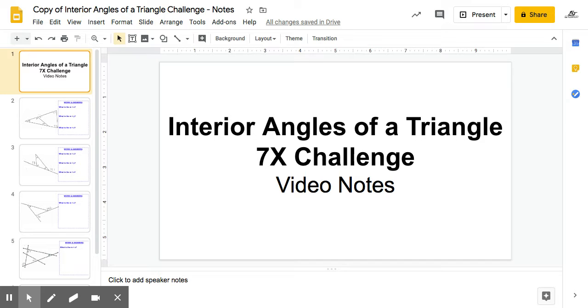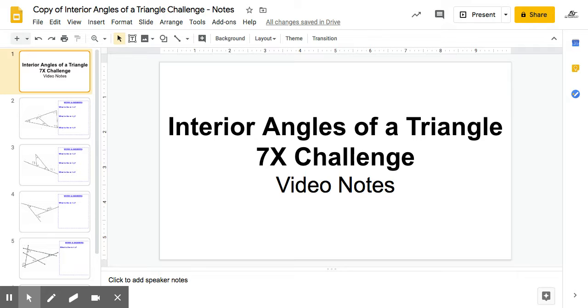Hey everyone, today you are going to continue to find the missing measure of interior angles of a triangle, but this time the pictures of the triangles are a little more challenging. And in some of the pictures, I gave you more than enough information to find the missing measures of the angles, and in some diagrams, I did not.